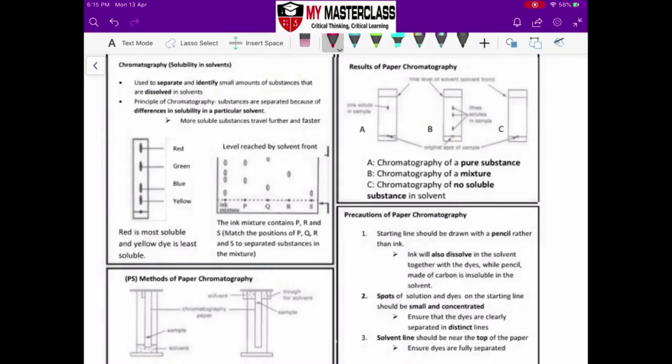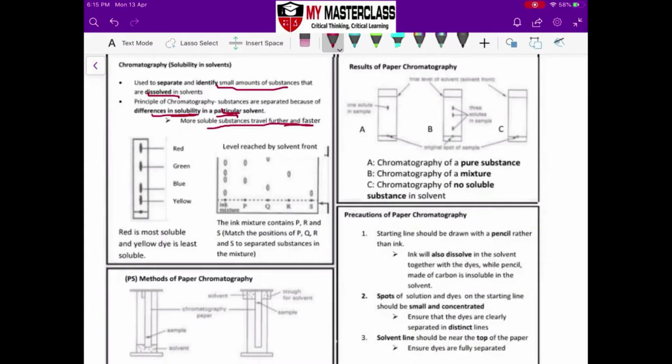Okay, this separation method that we are going to look at is chromatography. The logic to use chromatography is that it is used to identify small amounts of substance that are dissolved in solvents. The principle behind it is that different solutes have different solubility in a particular solvent. The more soluble the solute, the further and the faster it will travel.